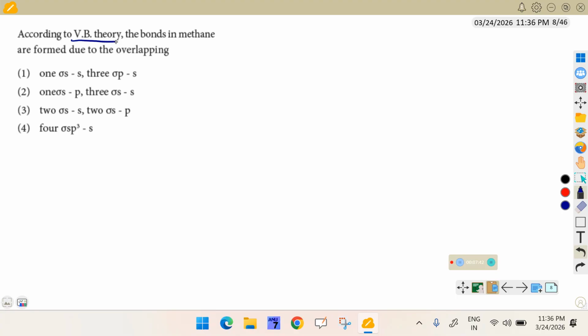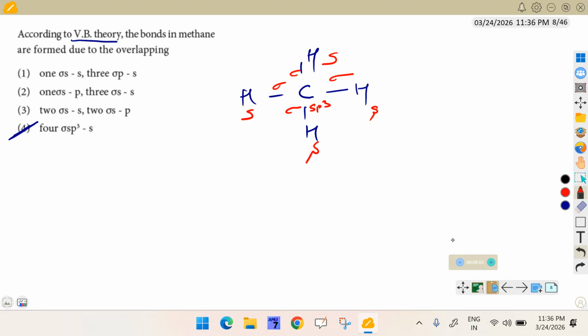According to valence bond theory, the bonds in methane are formed due to 4 sigma sp3-s overlaps. The carbon atom undergoes sp3 hybridization. The surrounding hydrogen atom belongs to the s orbital. Between them a single bond is present, and a single bond is considered a sigma bond. So 4 sigma sp3-s. Yes.